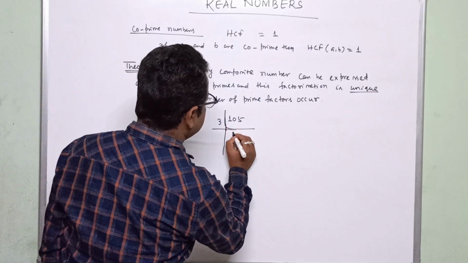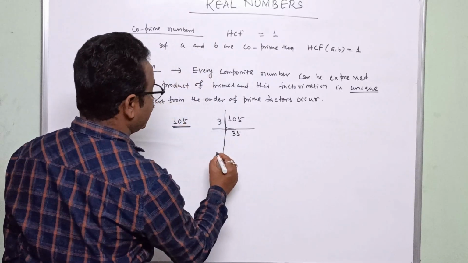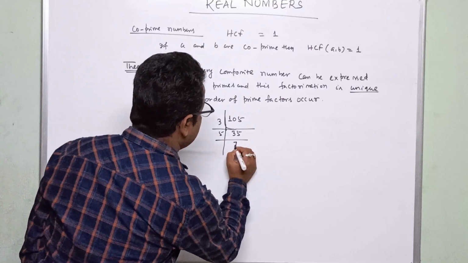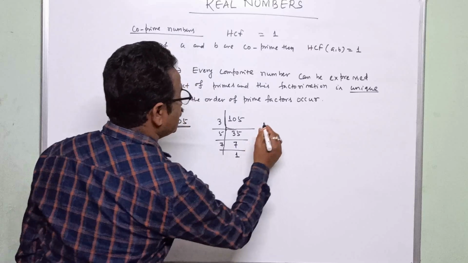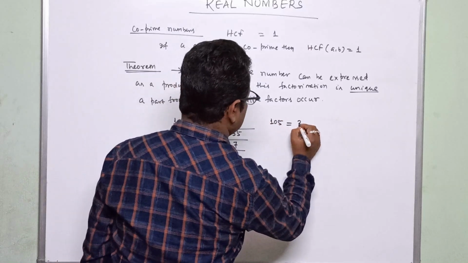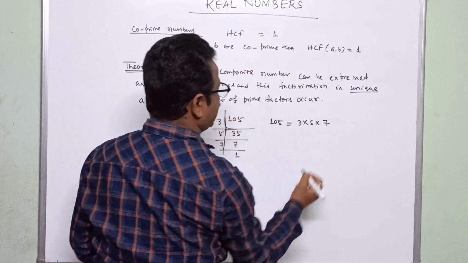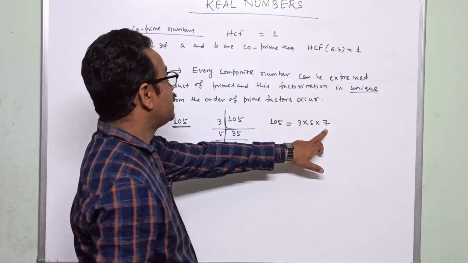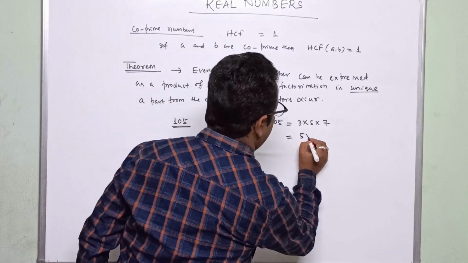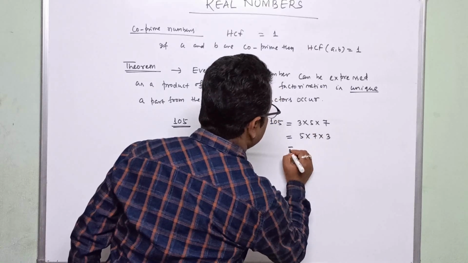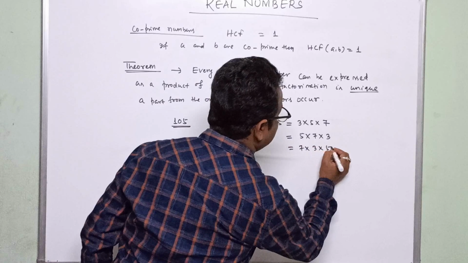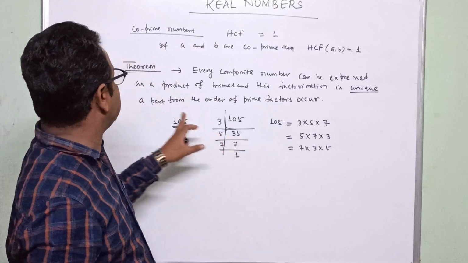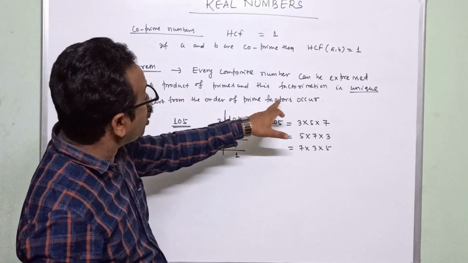Now 3 times 35 is 105. Can 35 again be divisible by 3? No. Then 5 is coming, then 7, and dividing by 7 we get 1. So 105 is equal to 3 into 5 into 7. 1 is not written. So you can also write 5 into 7 into 3, or 7 into 3 into 5. In any order, we can write, apart from the order of prime factors.